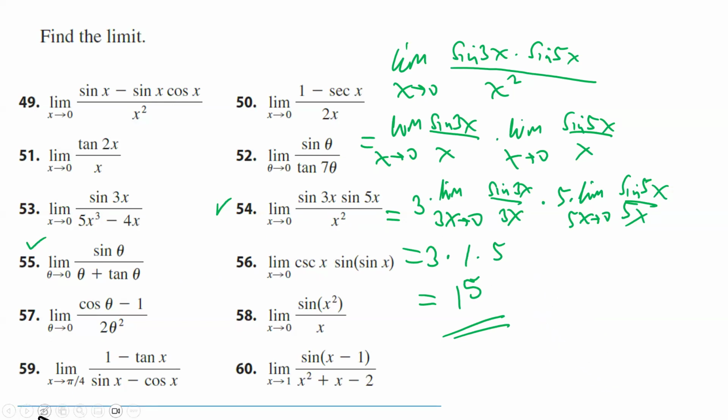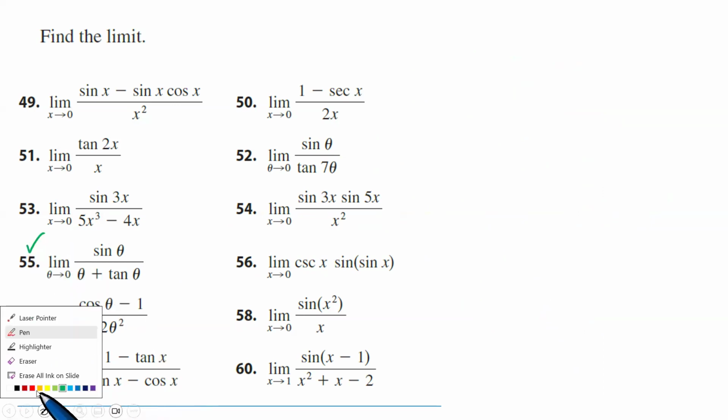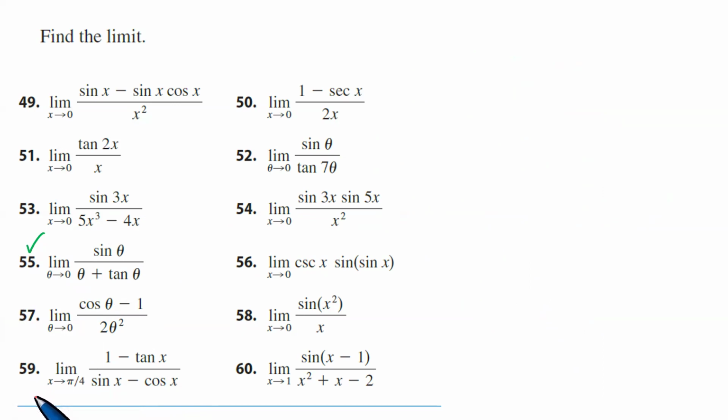Right, 5.55 that is. I think 5.5, but it's 55. Okay, 55.